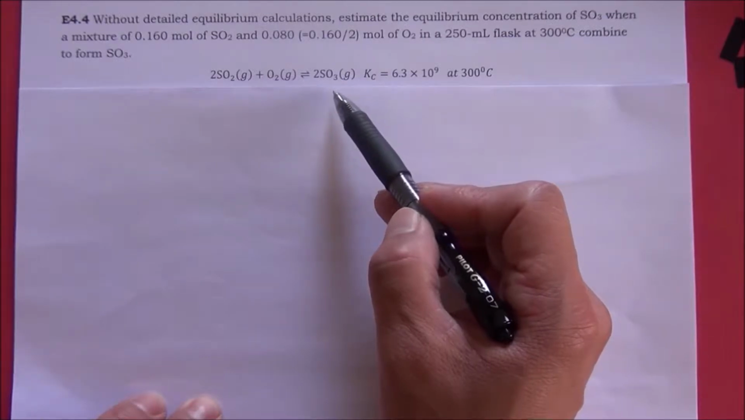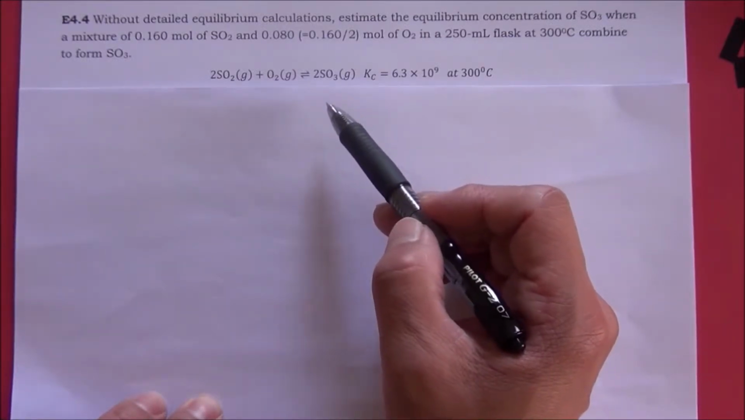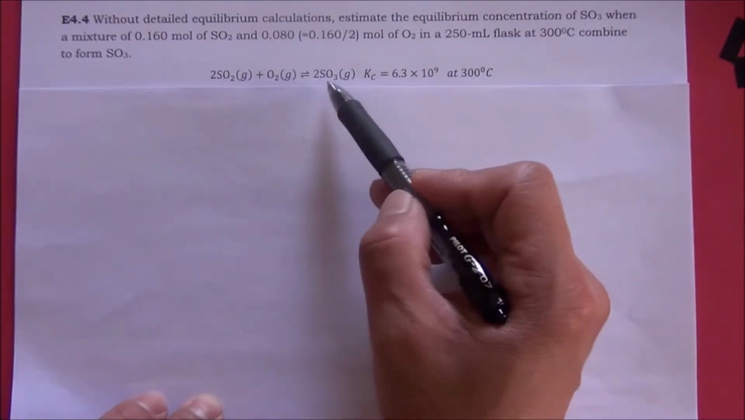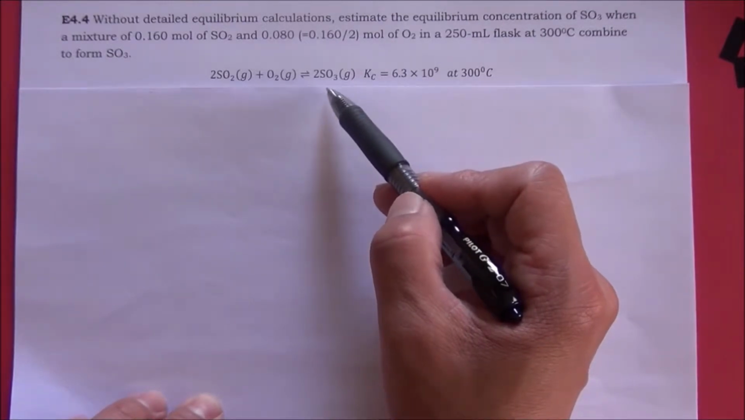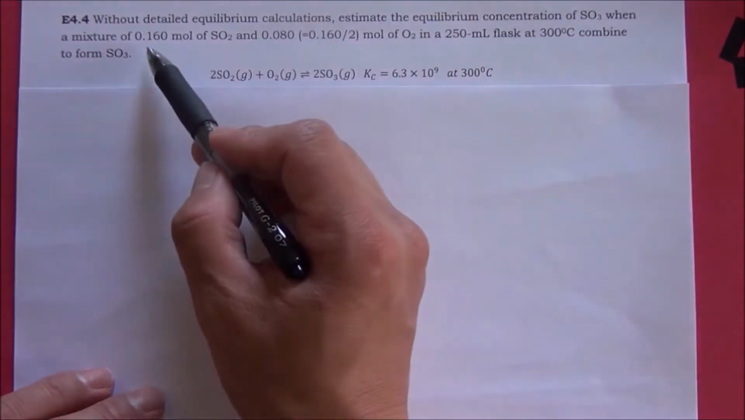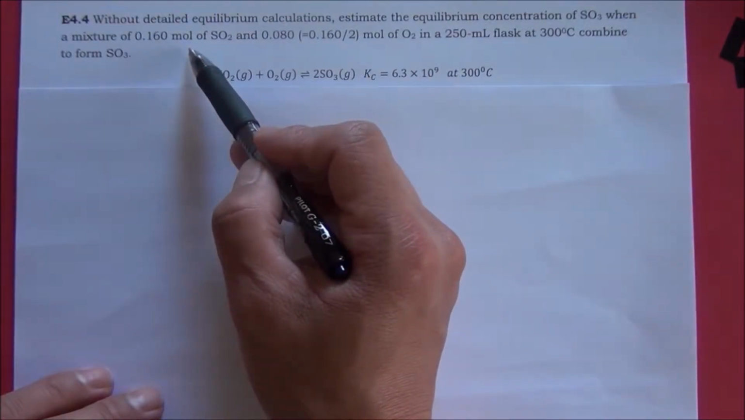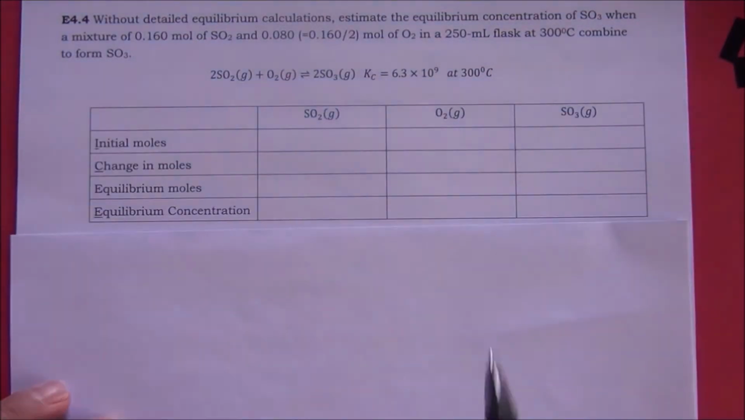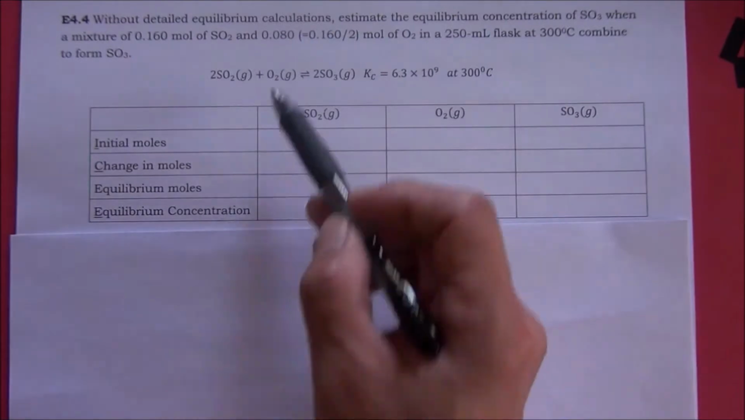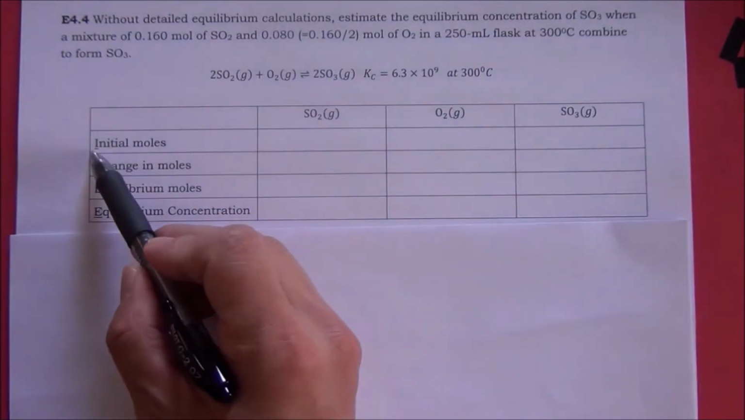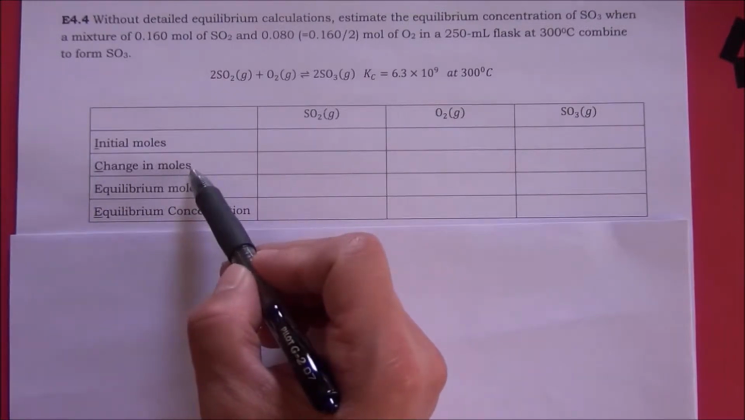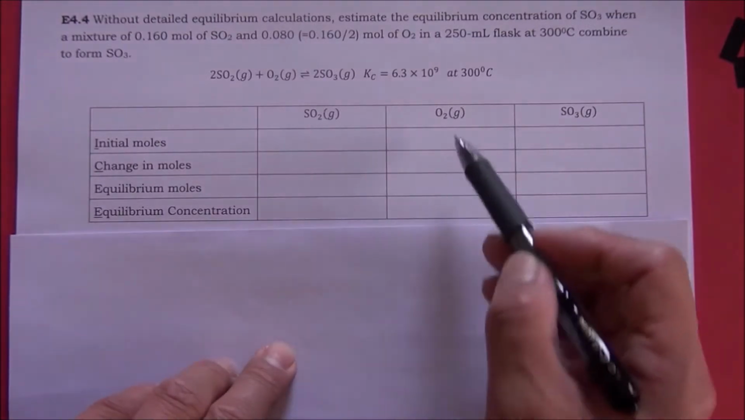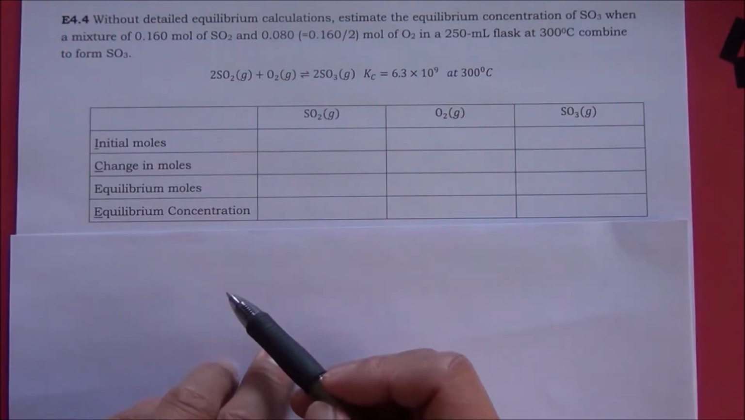When we create the ice table, we need to create a column for every reactant and every product. Since we have two reactants and one product, we need to create 3 columns. And we are provided the moles, not the molarity. Therefore, we need to create 4 rows for the ice table. This is the ice table created for this problem: initial moles, change in moles, equilibrium moles, and equilibrium concentration. Let's fill the table with the numbers provided.